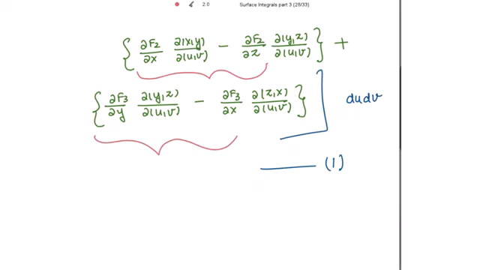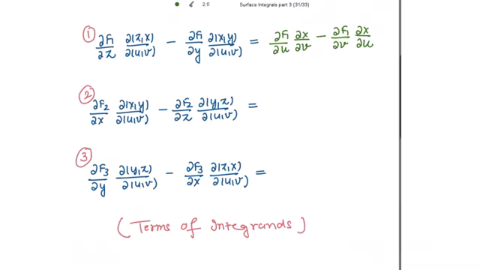And by symmetry, I am going to write the results for these two. So these are the three terms of the integrand. We have calculated the first term and now I am writing the result for the second term by symmetry. So for f1, if I am having f1, for f2 I am writing ∂f2/∂u into ∂y... I am having x for f1, right? For f2 I must have y. So this is ∂y/∂v minus ∂f2/∂v into ∂y/∂u.